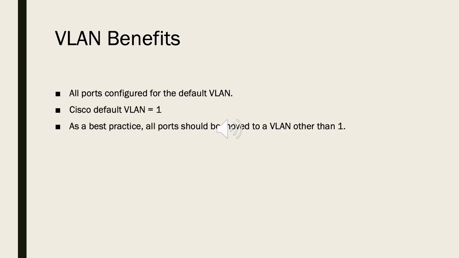Managed switches, or those that allow VLAN configuration, generally default to have all ports configured for the default VLAN. In Cisco kit, this will be VLAN 1. As a best practice, all ports should be moved to a VLAN other than 1 for security reasons. For example, being the default VLAN, an administrator can't delete VLAN 1.